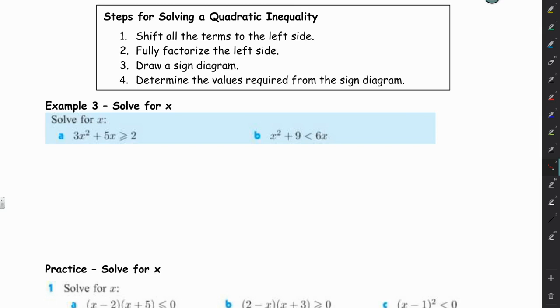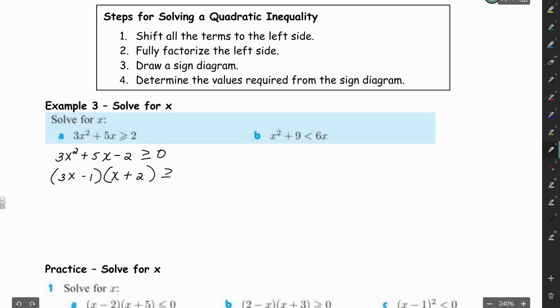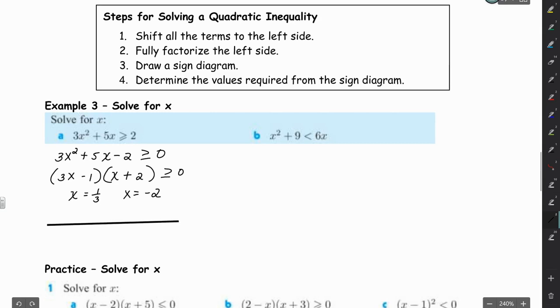So let's go ahead and first of all shift all the terms of this first one to the left side. You have to subtract 2 from both sides. Right, now we're going to factor this. We're going to solve for x. We're going to set up our sign diagram. The value of -2 comes before 1/3, so we want to do that in order.